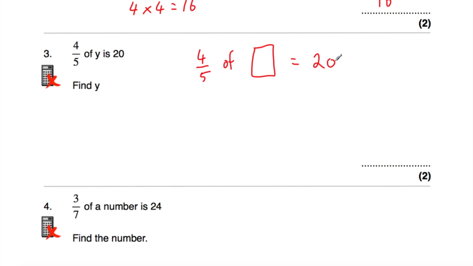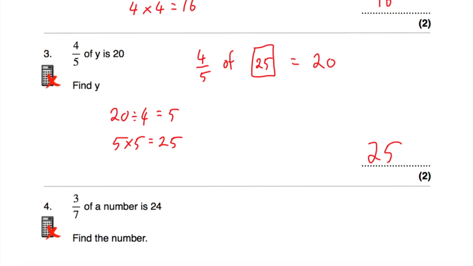So let's work backwards. Let's divide by 4 and times by 5. So let's take our answer, 20, divide it by 4. 20 divided by 4 is equal to 5. Now we're going to times by the bottom. 5 times 5 is equal to 25. So 4/5 of 25 is equal to 20. And let's just check that. 25 divided by 5 is 5, times by 4 is 20. So y is equal to 25. And that's it. So the number we started with, y, is 25.